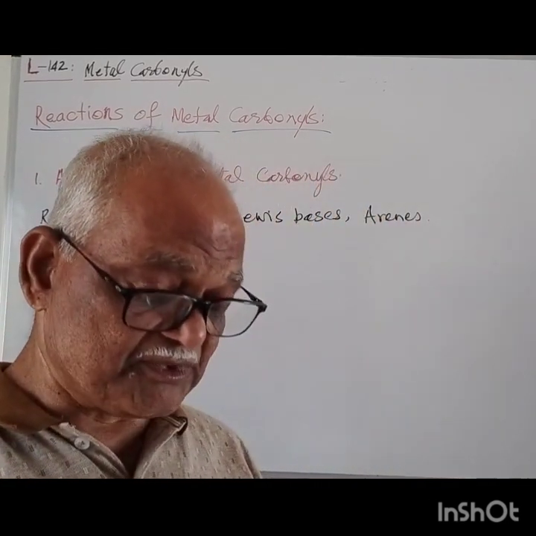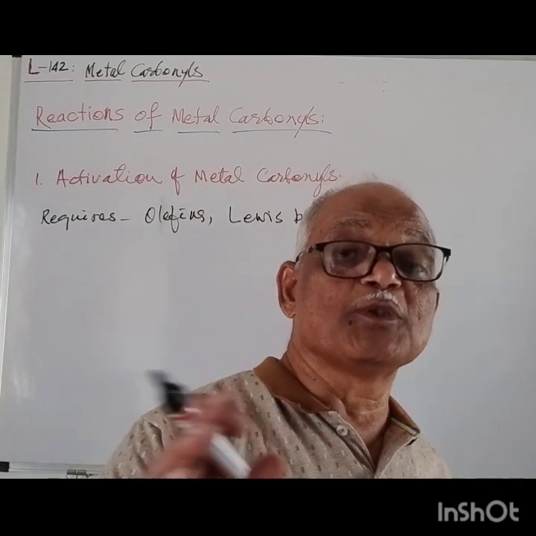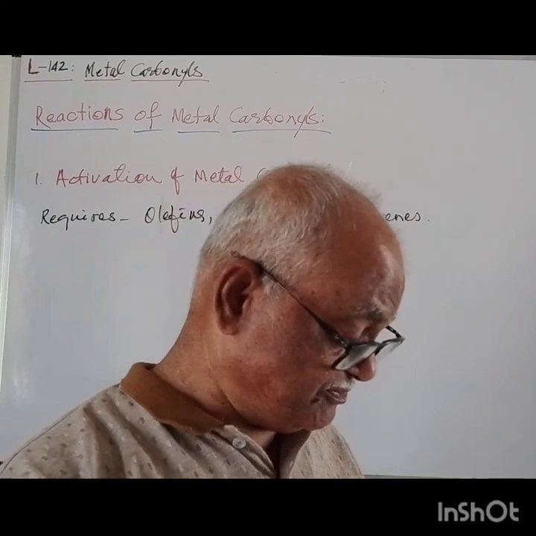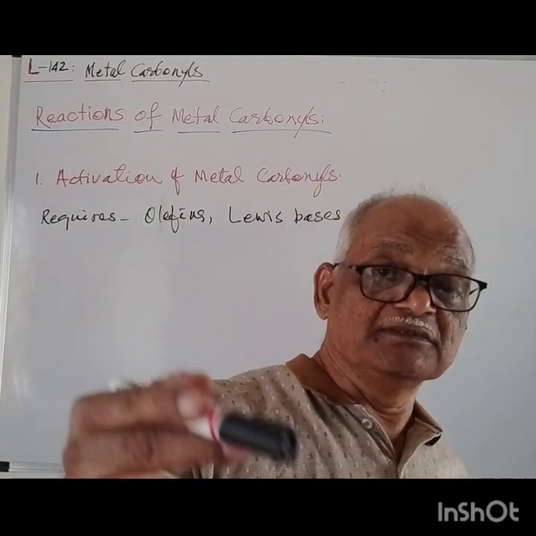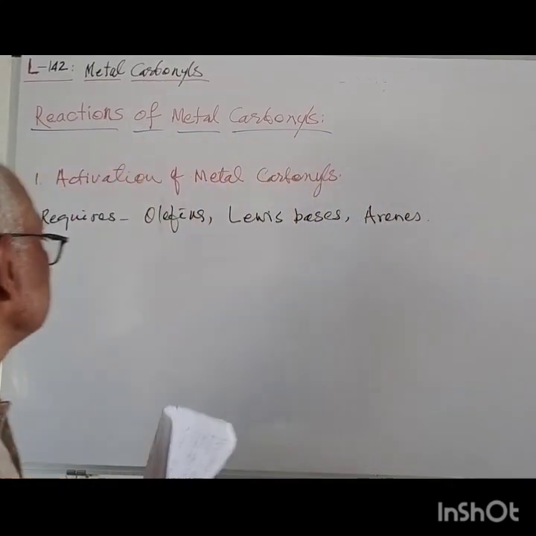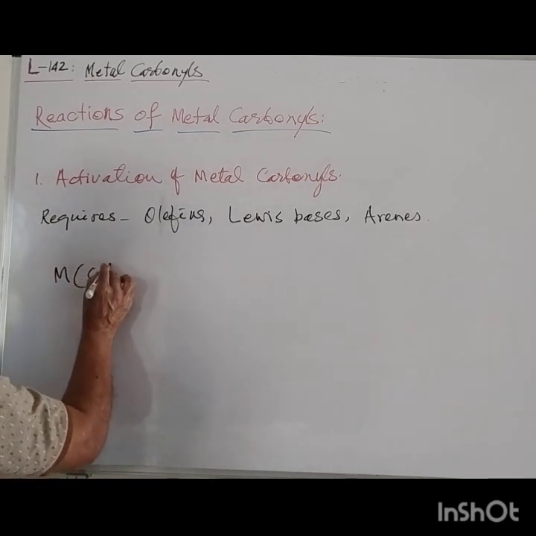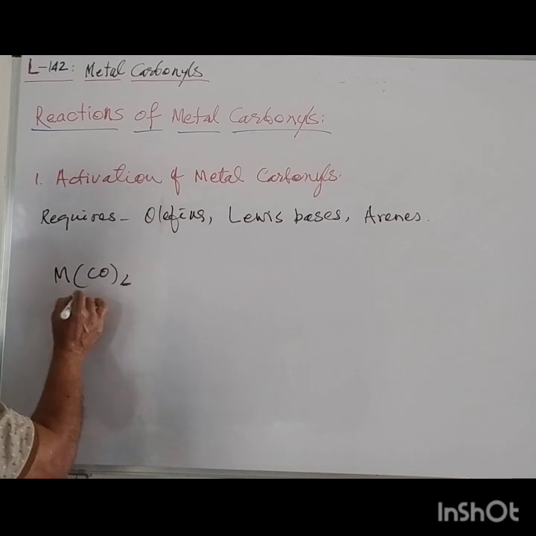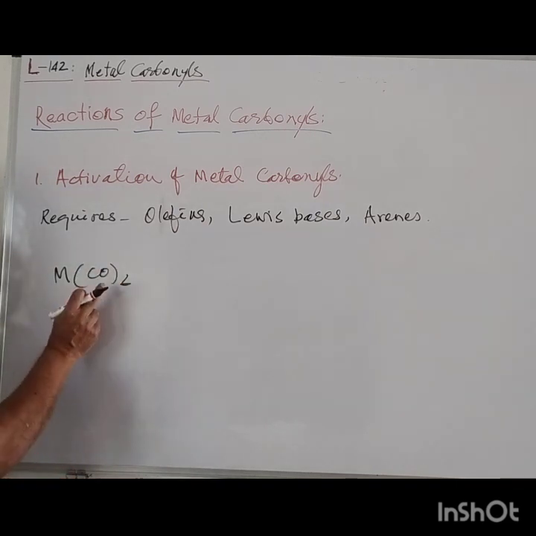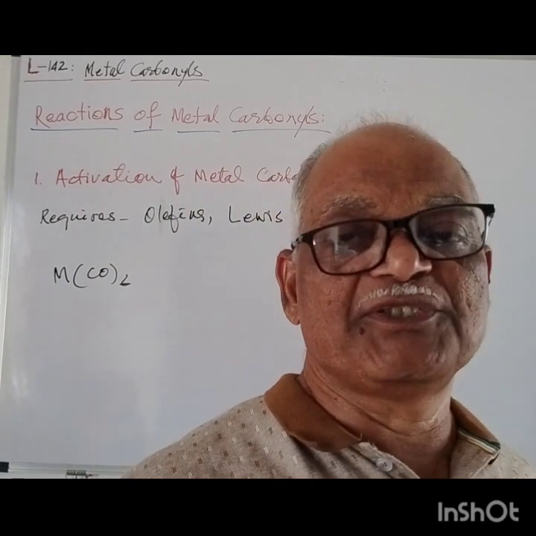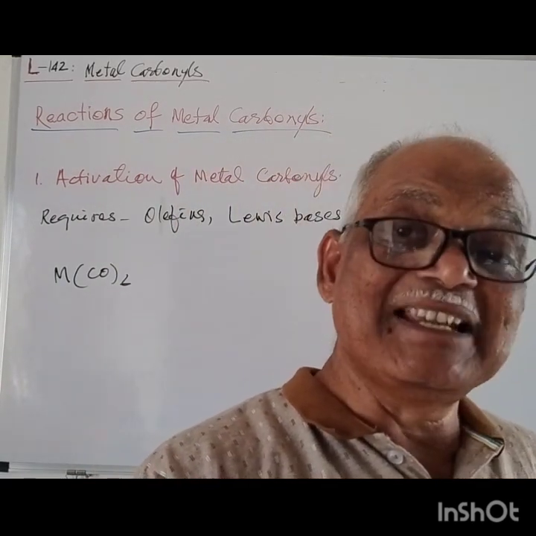So complete substitution of all carbonyl groups is not possible or rarely accomplished. Complete means, if we take the metal MCO6, the complete substitution of all six carbonyl groups is rarely accomplished. It means it is not easily possible.